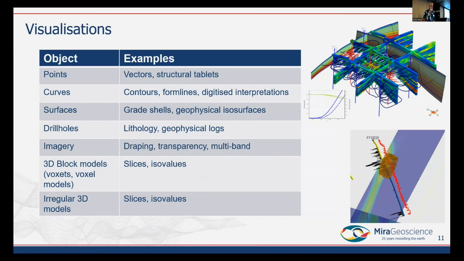Imagery, the sort of things we want to do are drape imagery on other objects, apply transparency, display multi-band imagery in a single image, like ASTER data, where you might have a particular combination of bands that will show you particular things you're interested in. So you want to be able to display multi-band imagery. Block models, we want to visualize them as slices and things like iso values and iso surfaces, and the same with the irregular 3D models.